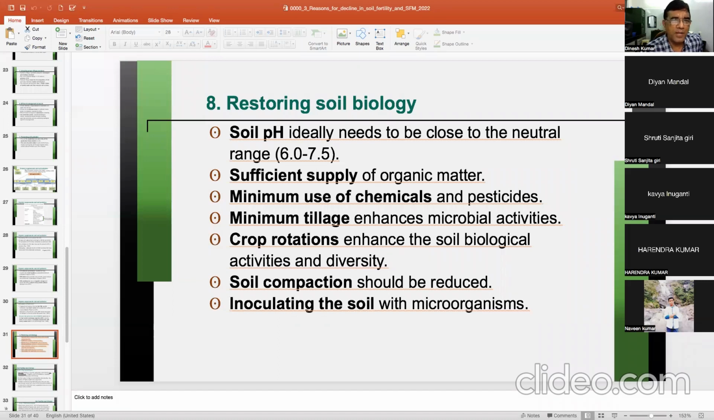Sufficient supply of organic matter should be made, because they cannot multiply without food, and organic matter is the food. Minimum use of chemicals and pesticides. More chemicals, more pesticide will lead to their death. Minimum tillage enhances microbial activity. Crop rotation will enhance microbial activity. Soil compaction should be reduced, because compaction means a reduction in oxygen supply in the soil. That will reduce the soil biology. Also, inoculating the soil with microbes. Some external application can also be made to increase the population of the microbes.